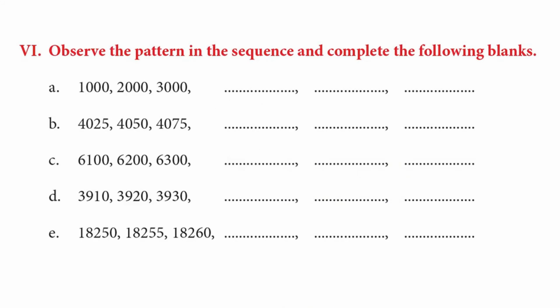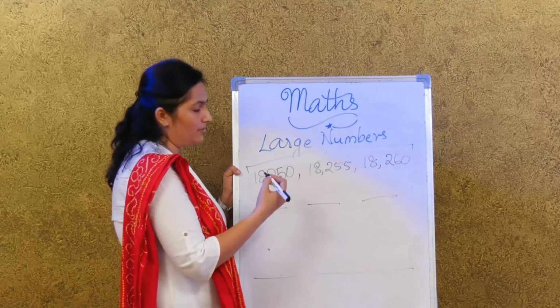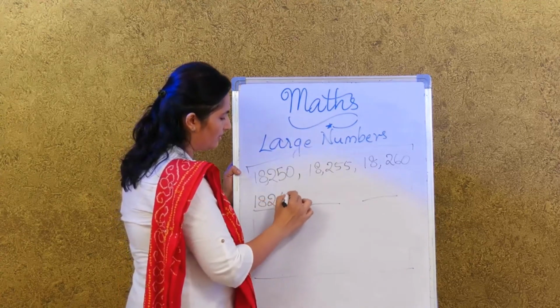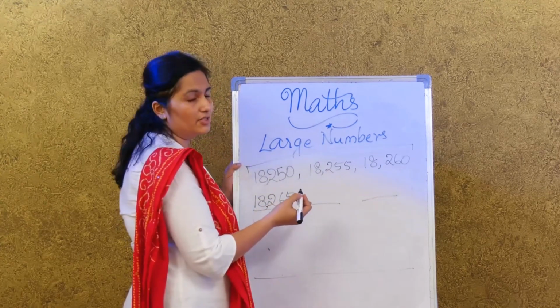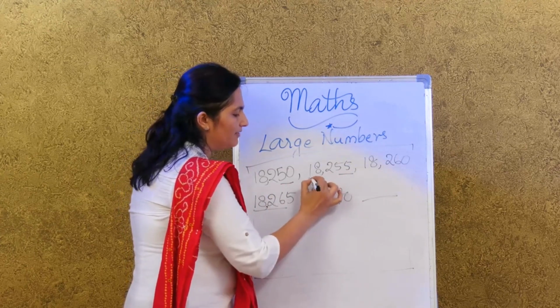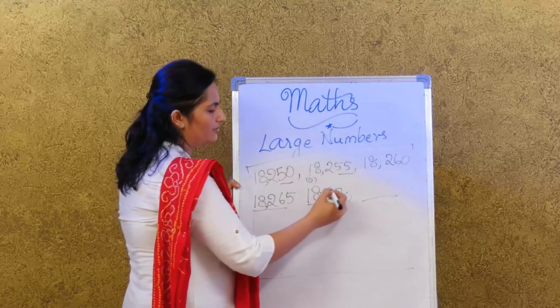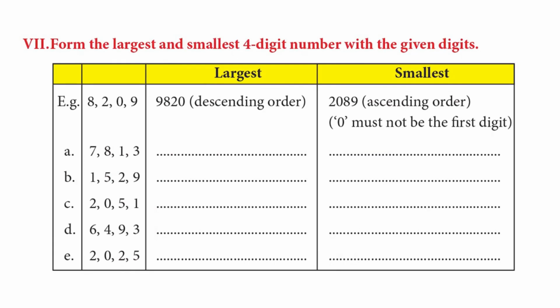Let's take an example of a 5-digit number: 18,250, 18,255, 18,260. Now you are asked to find the three succeeding numbers in the sequence. So, 18,265. Always remember this comma, because it's a 5-digit number. Then the next one is 18,270. Did you notice it goes up by 5? Then after that 18,275. So, you can complete the rest and also look at the next exercise.